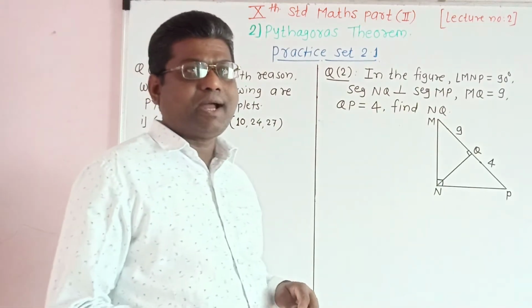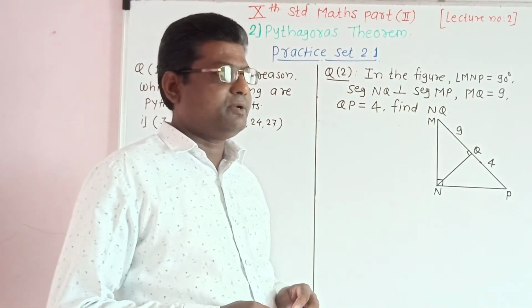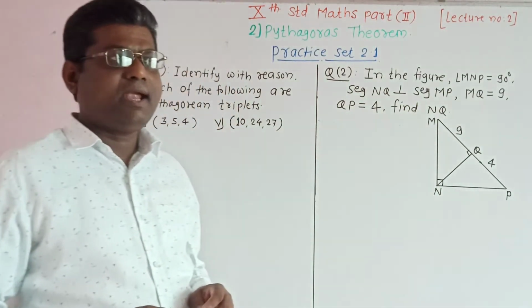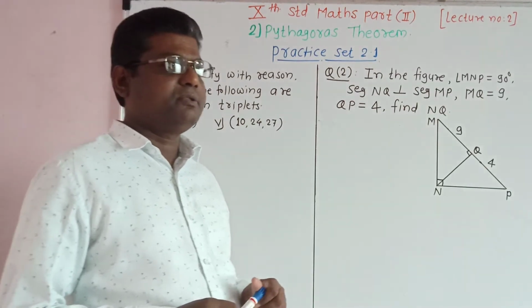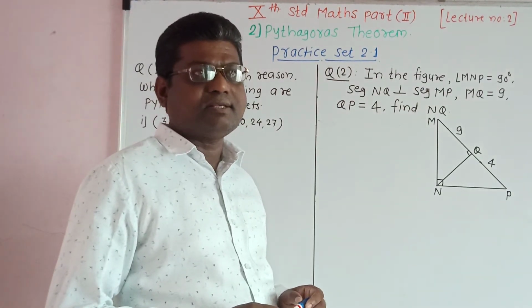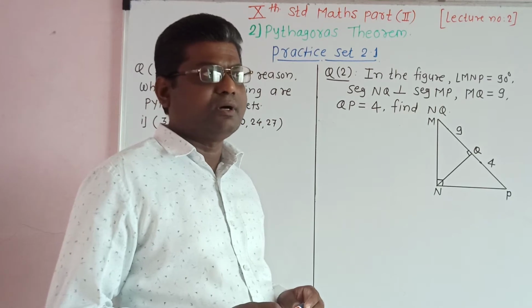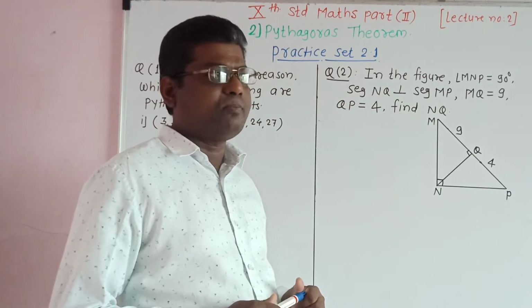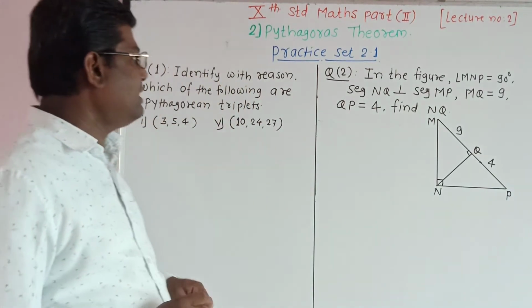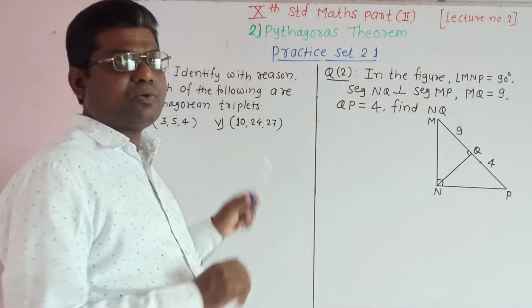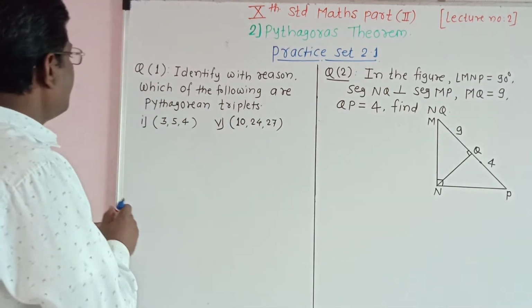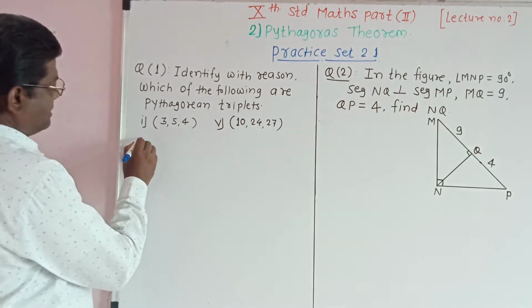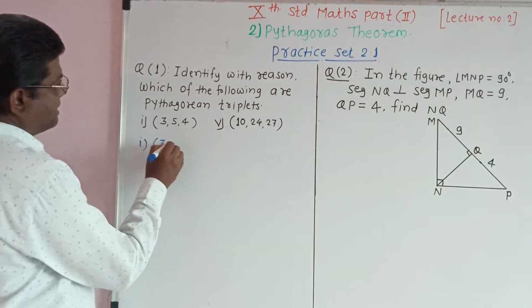So what is meant by Pythagorean triplet? In a triplet of natural numbers, if the square of the largest number is equal to the sum of squares of the remaining two numbers, then it is called a Pythagorean triplet. Now the first triplet is 3, 5, 4.